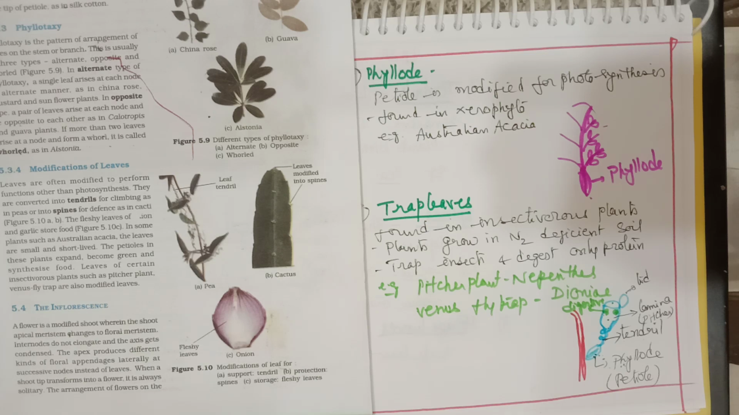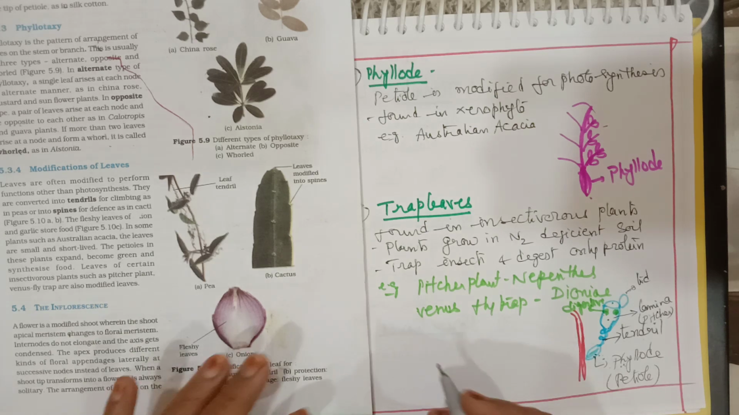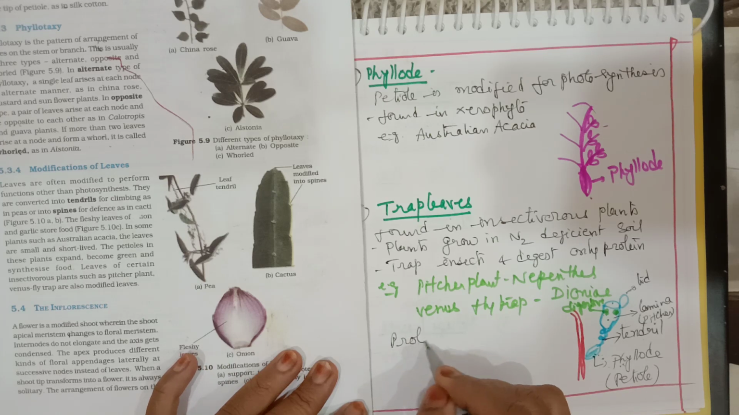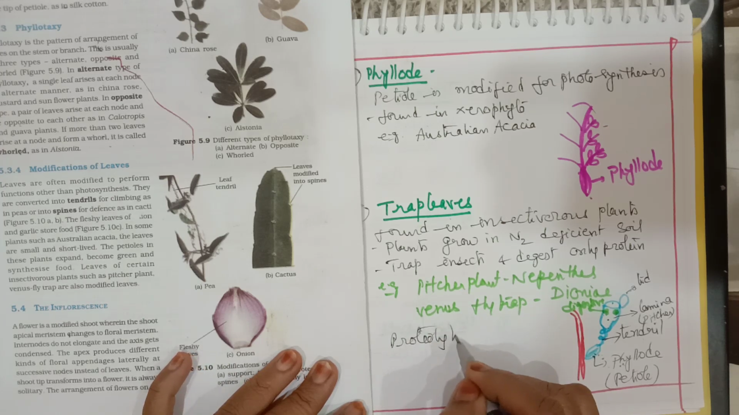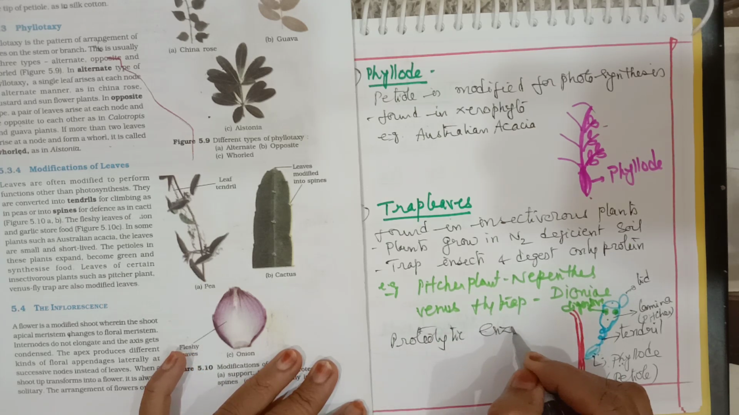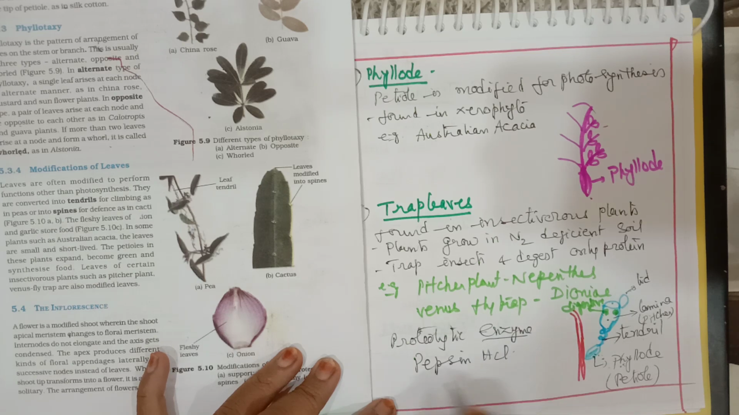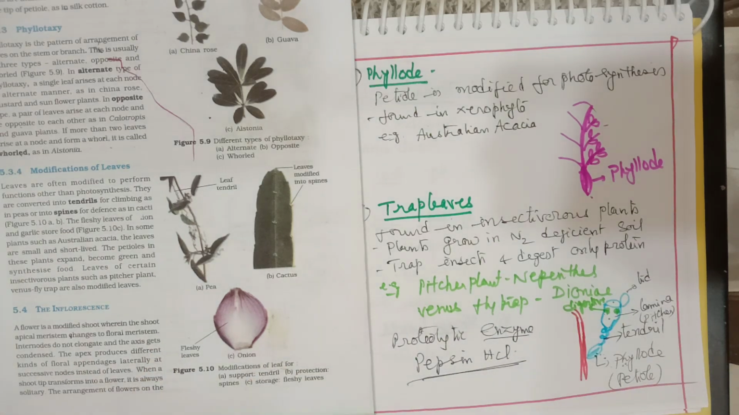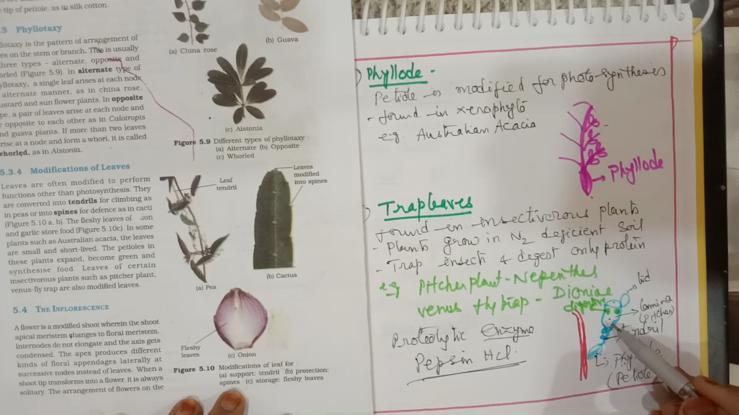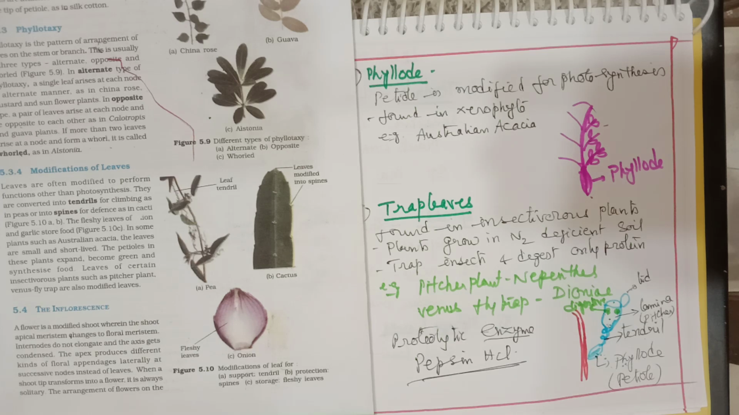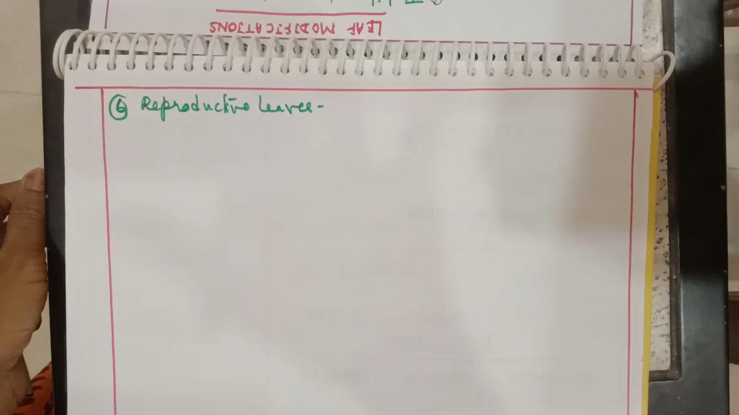And what is that proteolytic enzyme? The proteolytic enzyme which is formed here is called pepsin, and it can function only in hydrochloric acid, at acidic pH. So the bottom of the pitcher actually has hydrochloric acid. So this is one. Now there is still another leaf modification which we will do.